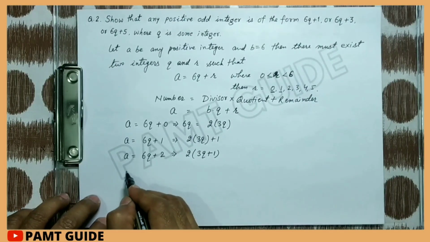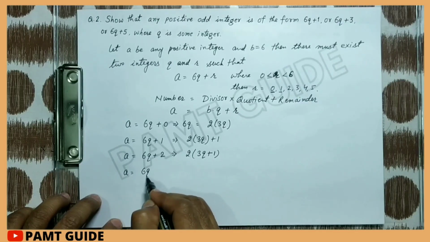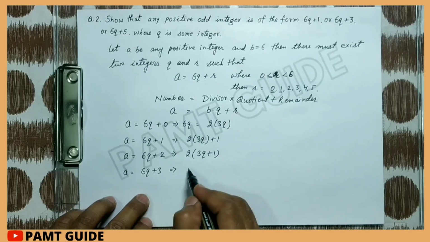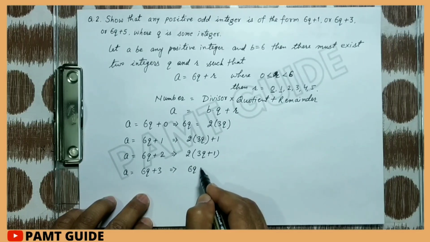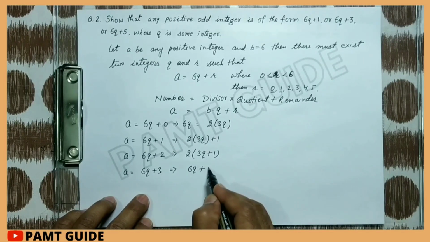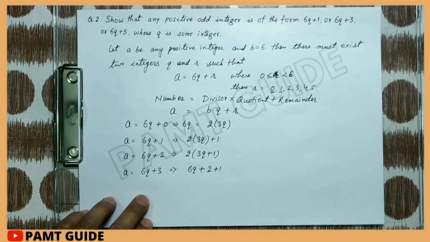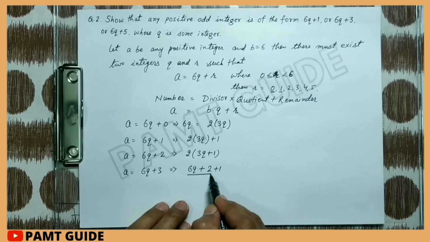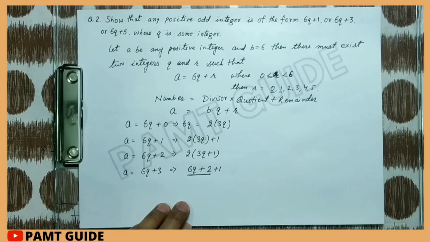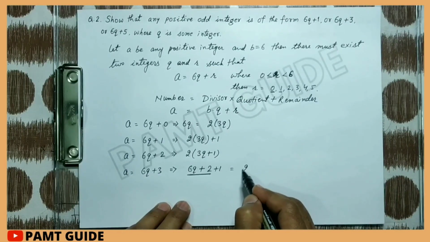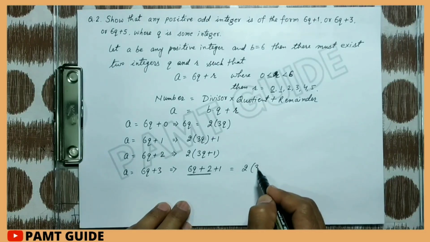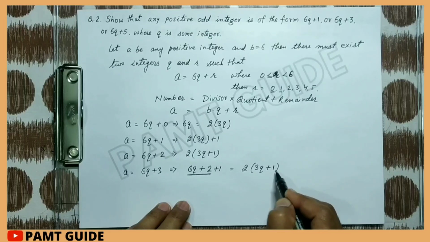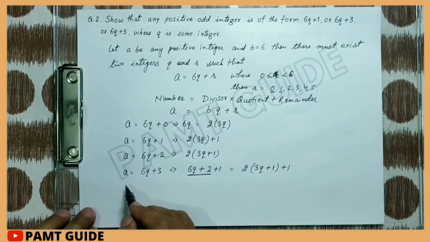a equal to 6q plus 3. Then we can write it as 6q plus 2 plus 1, since 2 ones are 2. Why do we write it like this? So that we can take 2 common from 6q plus 2. Now 2 common, 2 threes are 6, 3q, and plus 1 and plus 1.